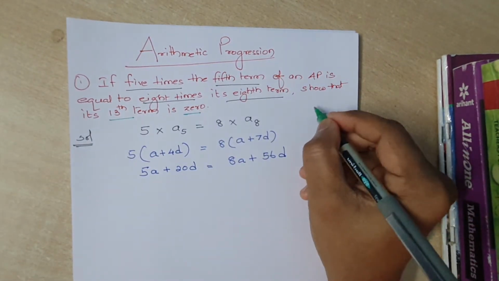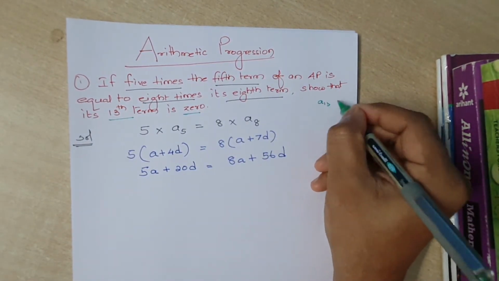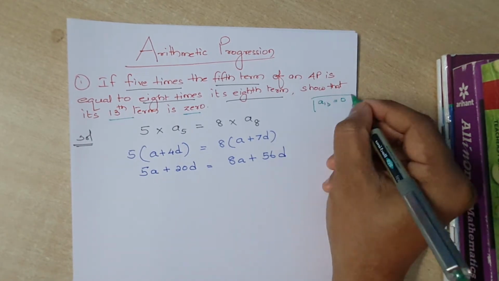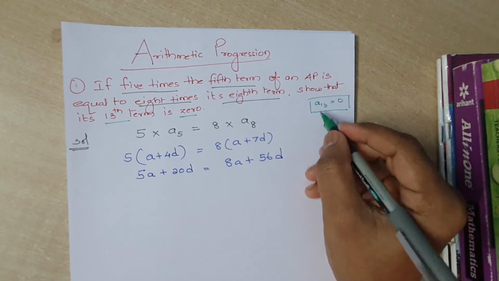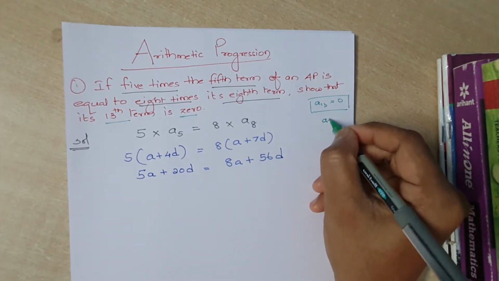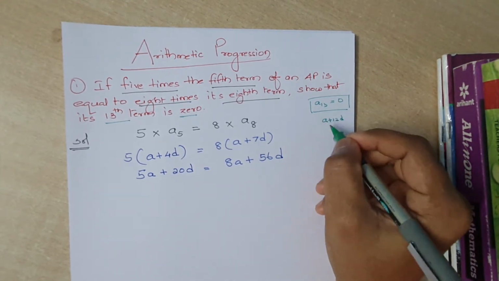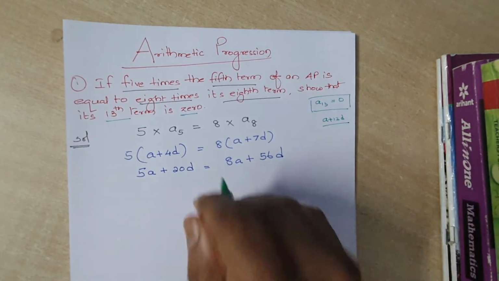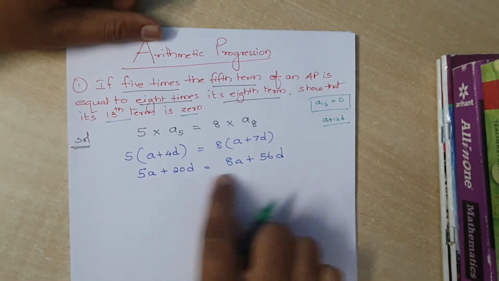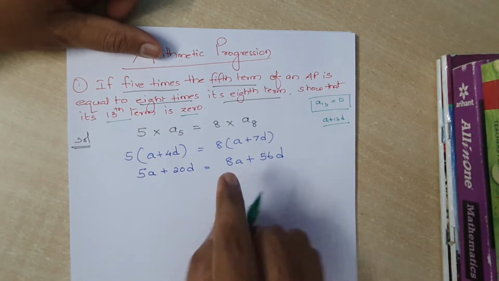The 13th term, A13, is equal to 0. This is what we have to finally prove. And we know that the 13th term can be written as A plus 12D. So anyway, let us see. Come back here. When you transpose these two, what do you get?